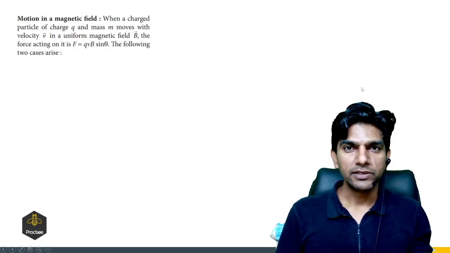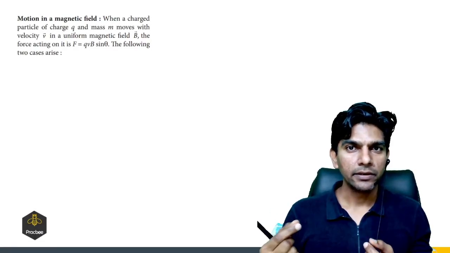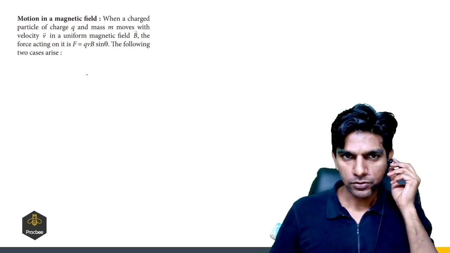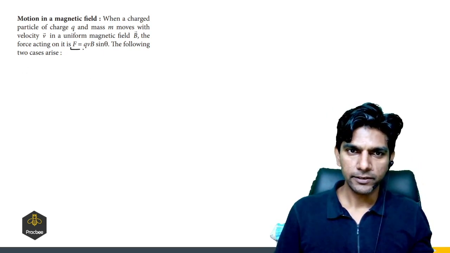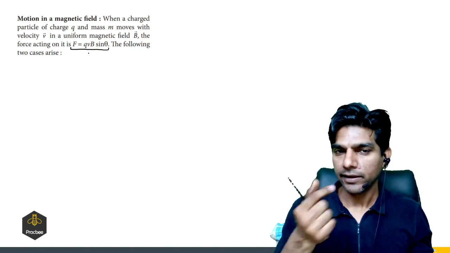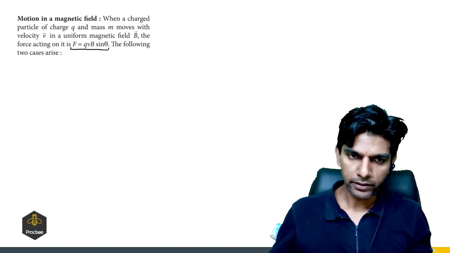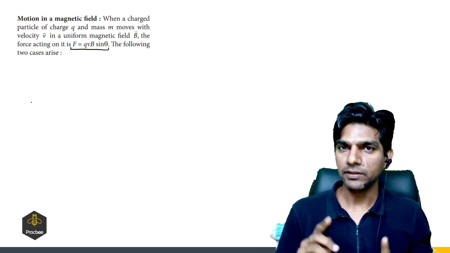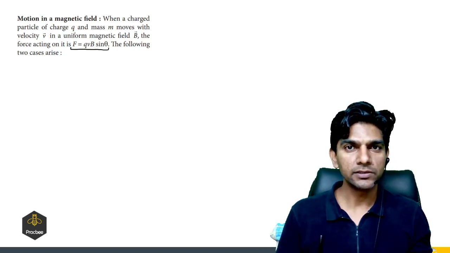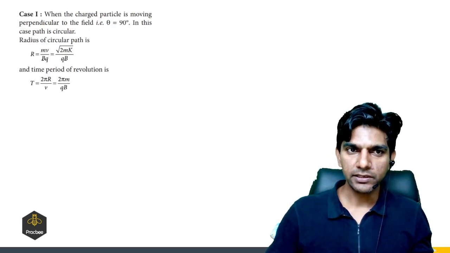So now let us see what is the motion of a charged particle in an external magnetic field. Here we know what the force is. Now this angle can be 90 degrees or it can be an acute angle. So we are going to consider two cases: when theta is 90 degrees, and the second case when theta is acute. So let us see the first case.